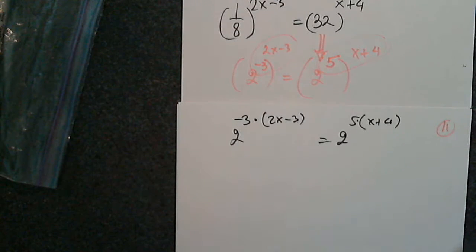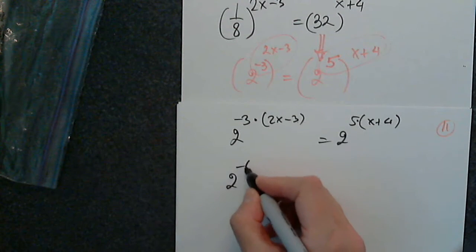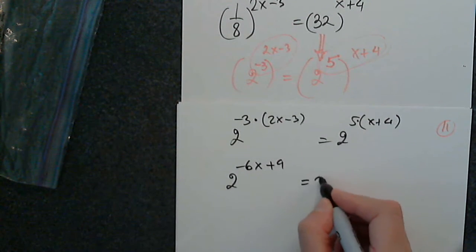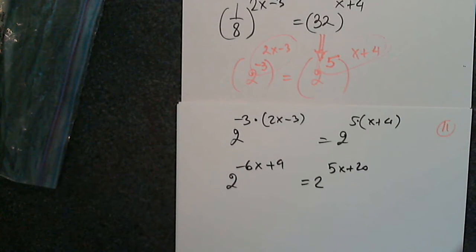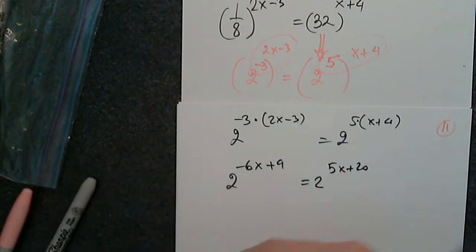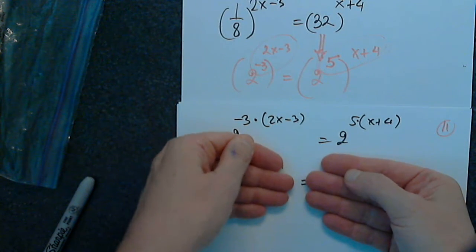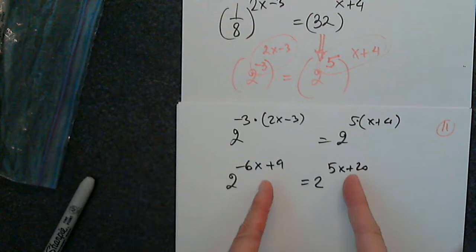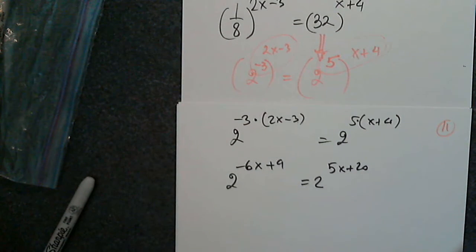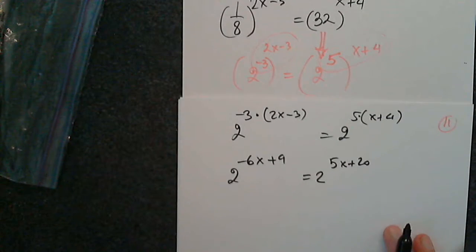So now I have 2 raised to negative 6x plus 9, and 2 raised to 5x plus 20. After all this work, we are back to the first example. Now I can say two numbers are equal, and they have the same base. What has to happen to those numbers? For them to be equal indeed, what has to happen? They have to be the same. There is no other way.